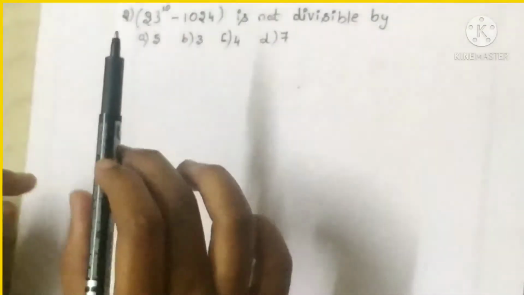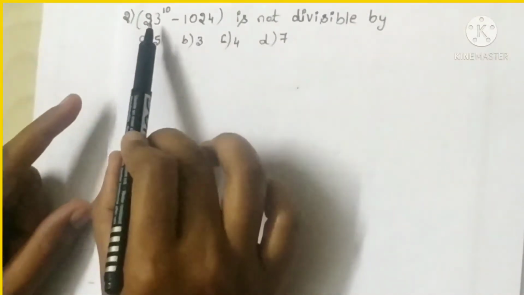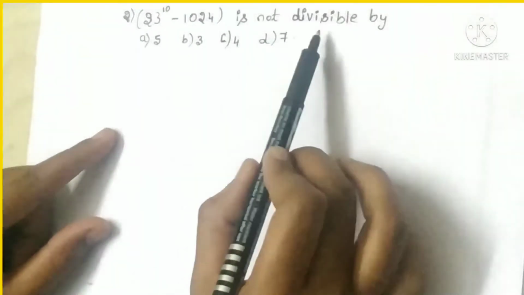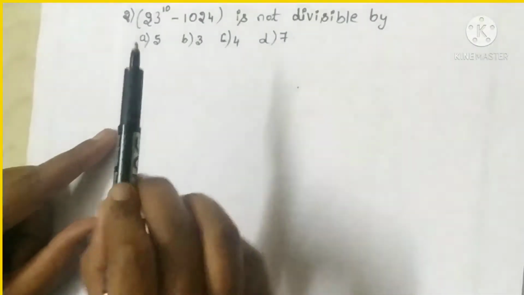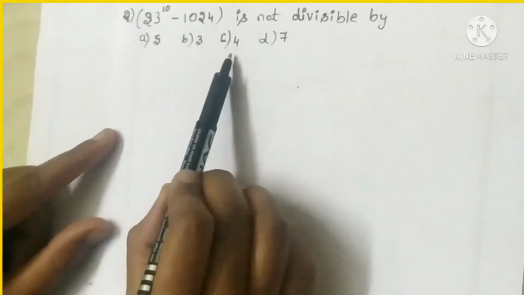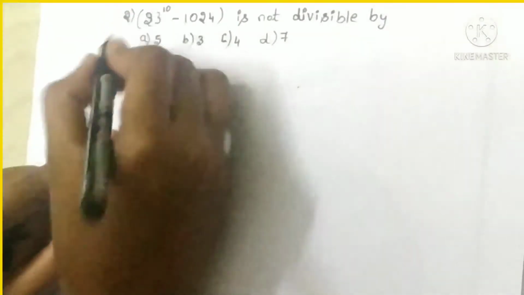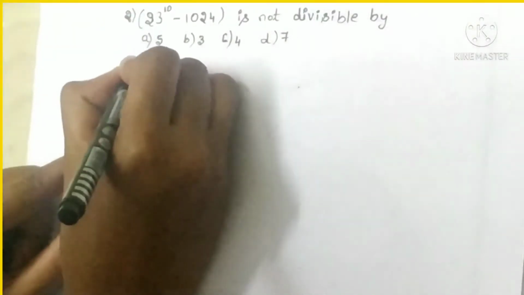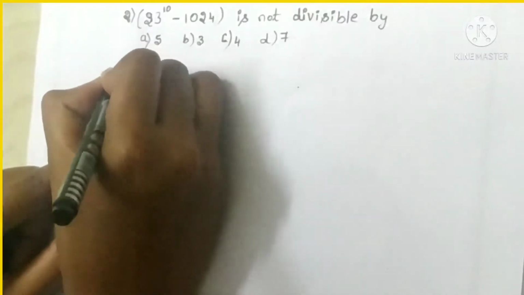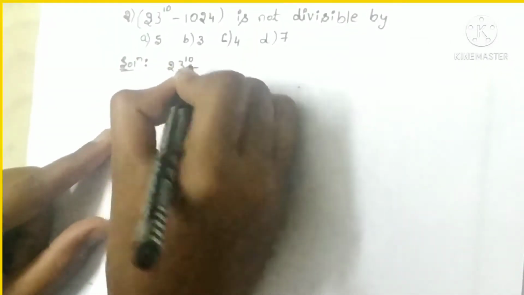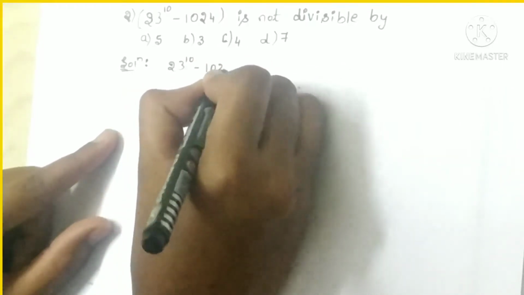Question number 2: 23 to the power of 10 minus 1024 is not divisible by, and they have given the options 5, 3, 4, 7. Here, first I will write the given data. Here they have given 23 to the power of 10 minus 1024. This is the given data.